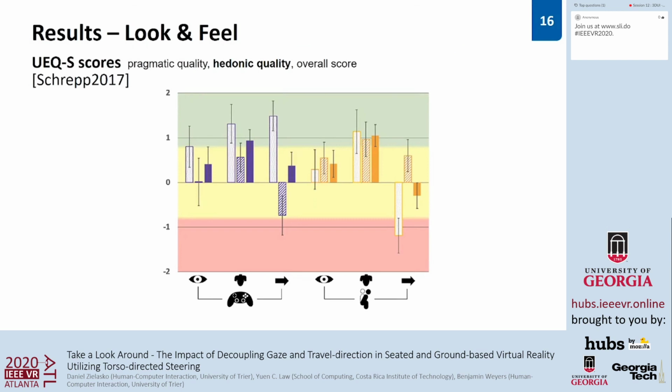Last but not least, we had a look at the user experience in form of a user experience questionnaire, or more precisely, its short form. The figure shows from left to right the pragmatic quality dotted, the hedonic quality striped, and the overall score of the questionnaire for all pairs of conditions. Not surprisingly, the participants rated the gamepad conditions with the highest pragmatic quality, but torso-directed leaning played in the same class.